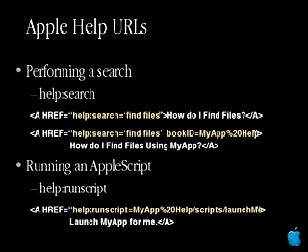Finally, performing a search and running an Apple script. You can put URLs for searches inside of your content. That's a help colon search. And you can, again, as with the API, either limit that search to your book or search all content installed.